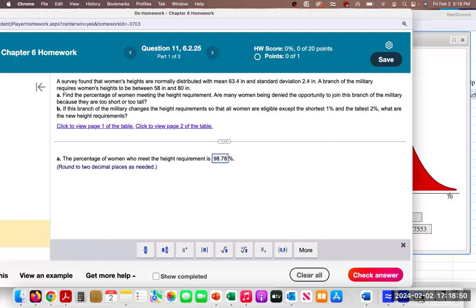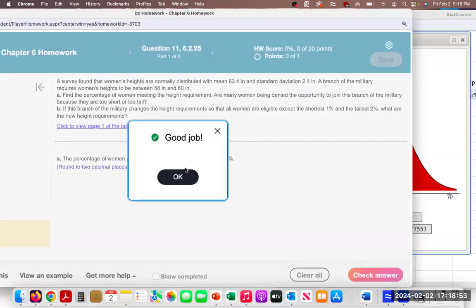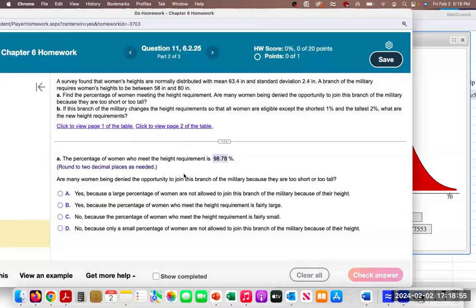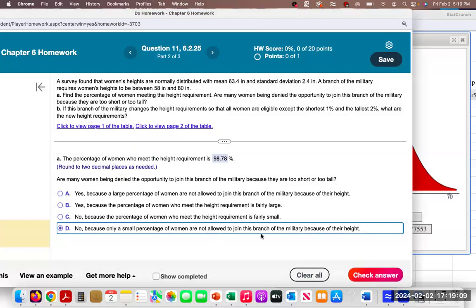So about 98.78% meet the height requirement. So that means most of them meet the height requirement. So are many women being denied because they're too short or too tall? No, because only a small percentage are not allowed to join.